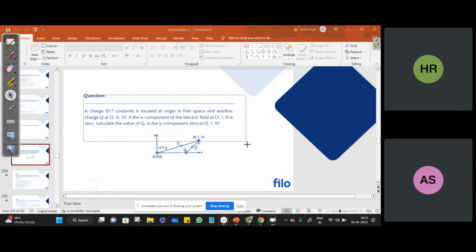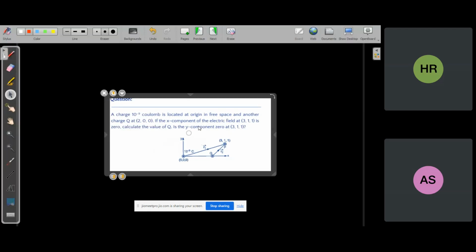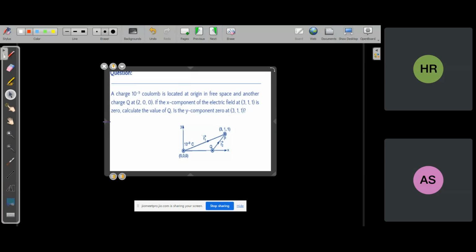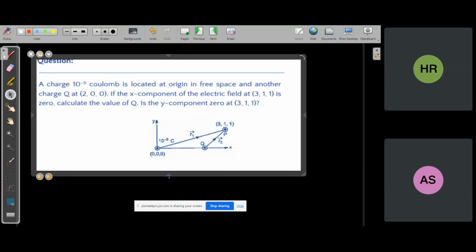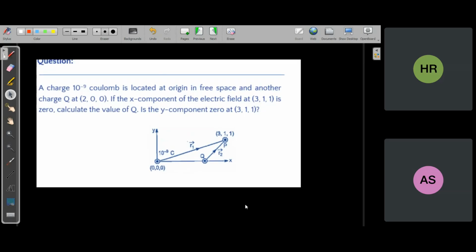Okay. You can try this. Yes, sir. So they are saying that the x component of the electric field at the point having coordinate 3, 1, 1 is 0. So calculate the value of q.